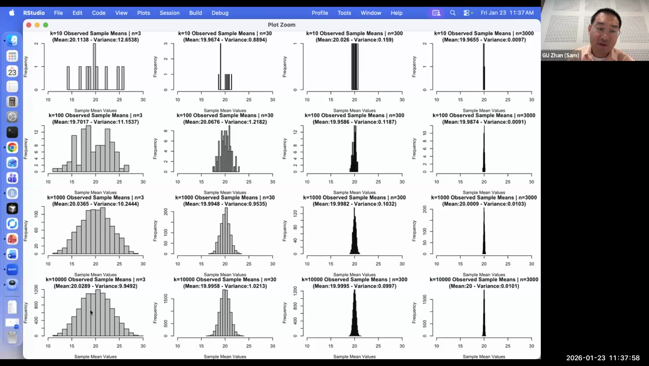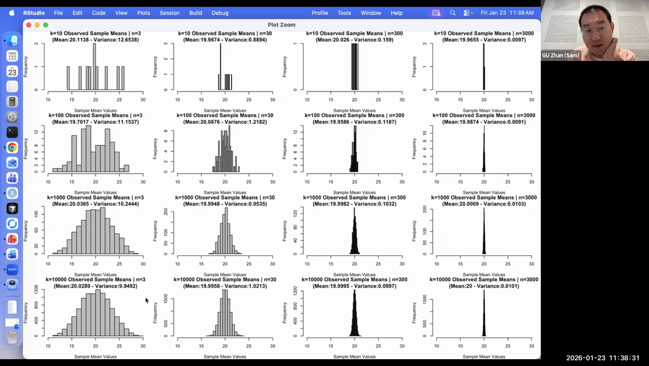Now next, let's look at the last row, where k is equal to 10,000. The difference is that n increases from 3 to 30 to 300 to 3,000, so the sample size increases. What we observe is that the mean value of these bottom four remains the same, around 20. So the sample mean is a good estimation of the population mean.